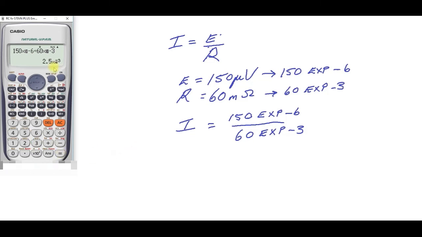Same answer we got last time, which is handy. Really handy when you get the same answer. 2.5 milliamperes. 10 to the minus 3 is milli, so the answer is 2.5 milliamperes. We're going to do quite a few of these until you hopefully get really used to it.